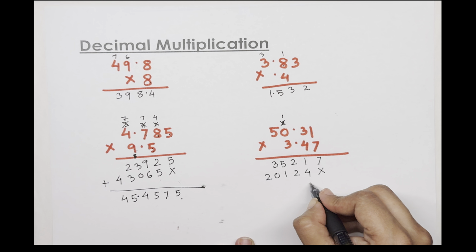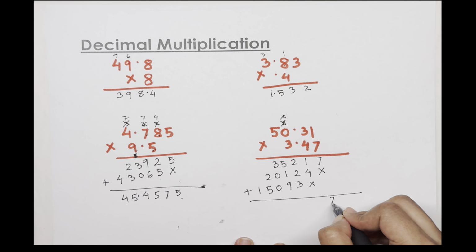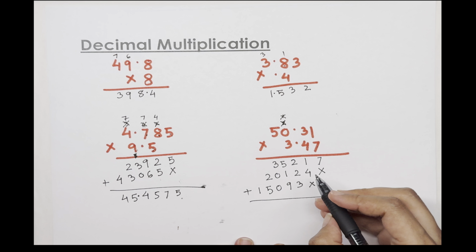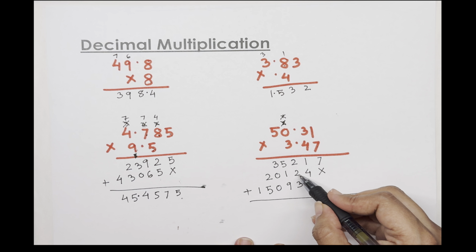Now let's add this. 7. 4 plus 1 is 5. 3 plus 2 is 5. 5 plus 2 is 7. 9 plus 1 is 10. 10 plus 5 is 15. 1 here, 5 in the bottom. 3 plus 1 is 4. Rest of the things are 0. So I put 4. 5 plus 2 is 7 and 1.